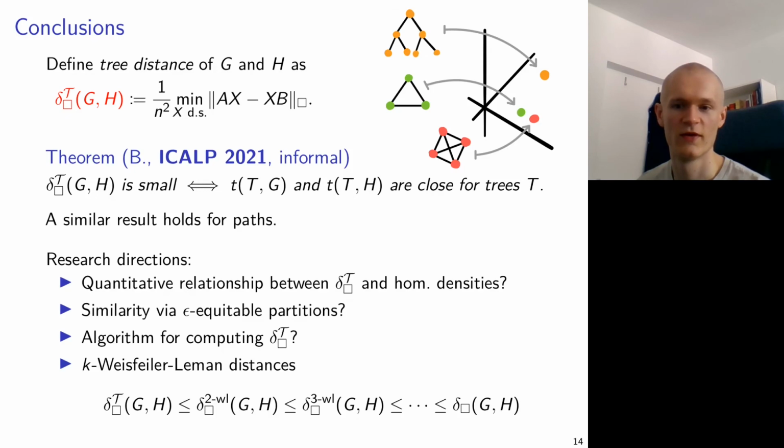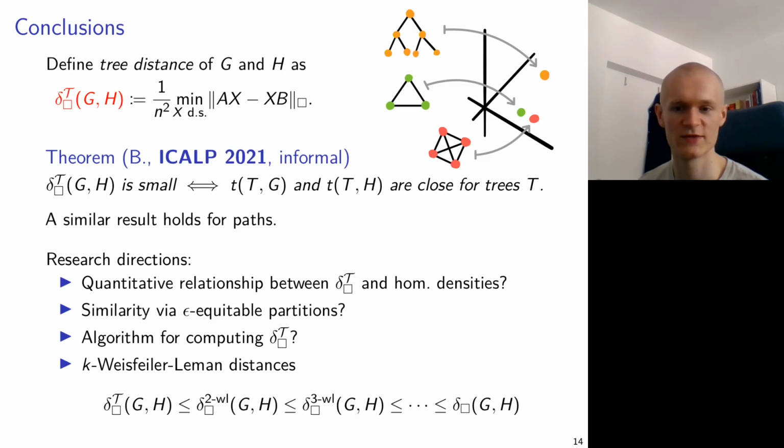Now, there are many open research questions which one can consider. For example, since we use compactness, our results only yield non-quantitative relationships. So can you somehow prove a quantitative counting lemma and an inverse counting lemma? Another open question could be to consider these equitable partitions. Color refinement can be characterized in terms of equitable partitions. So can you somehow characterize the tree distance in terms of equitable partitions?